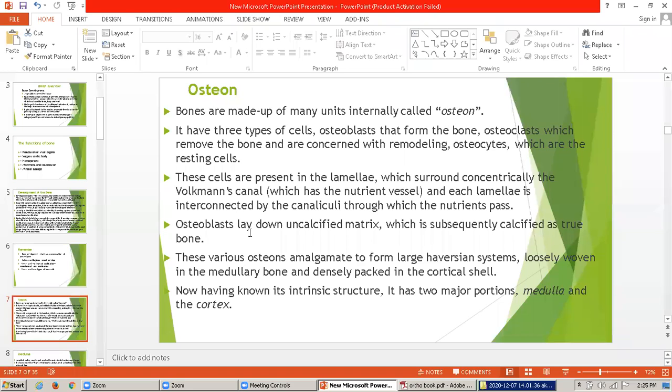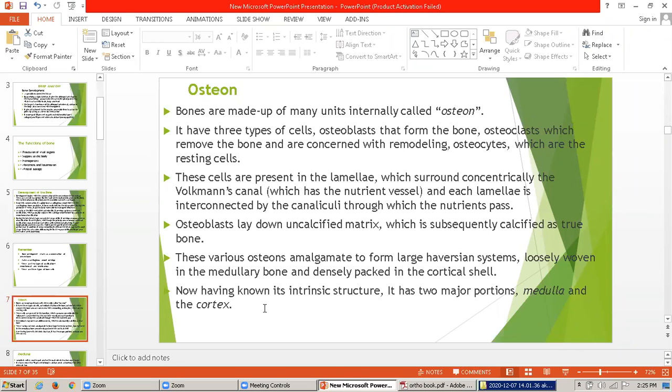Then osteoblasts lay down an uncalcified matrix, which is subsequently calcified as true bone.